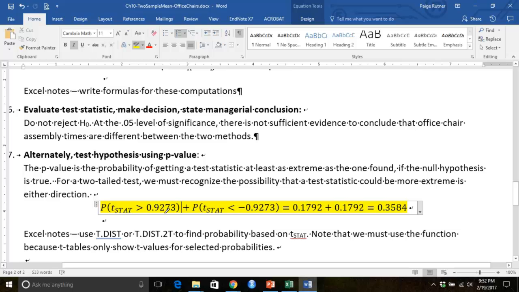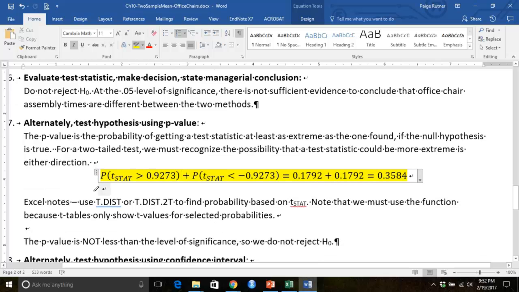So upper tail and lower tail probability of getting something at least as extreme as what we got. Now, in order to find a probability associated with a t-statistic, we've got to use an Excel function. The tables in the book are not set up to look up a probability based on a t-statistic, because remember, the way they're set up is the columns are arranged by upper tail areas, and so they're only showing probabilities for those upper tail areas they decided to include in the table. But good news is we've got an Excel function.